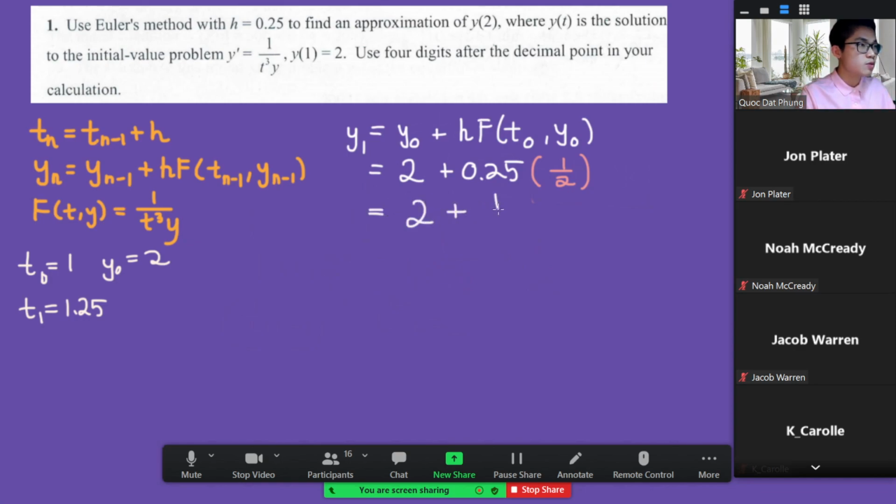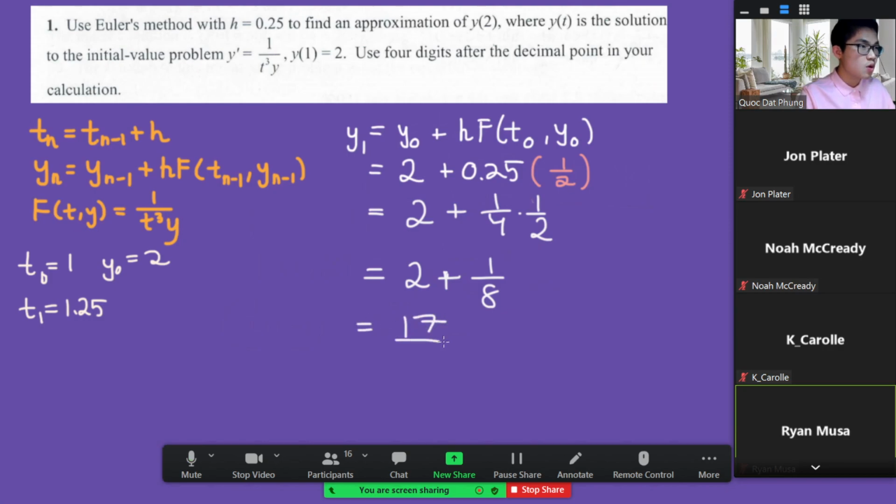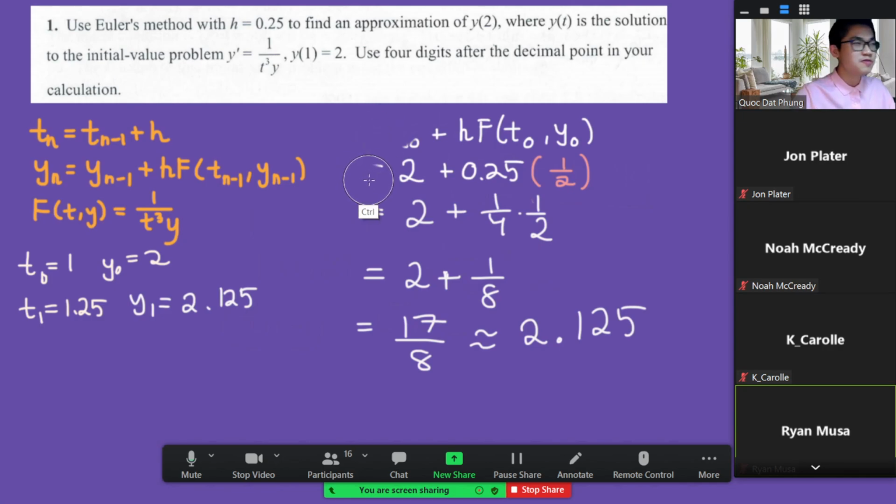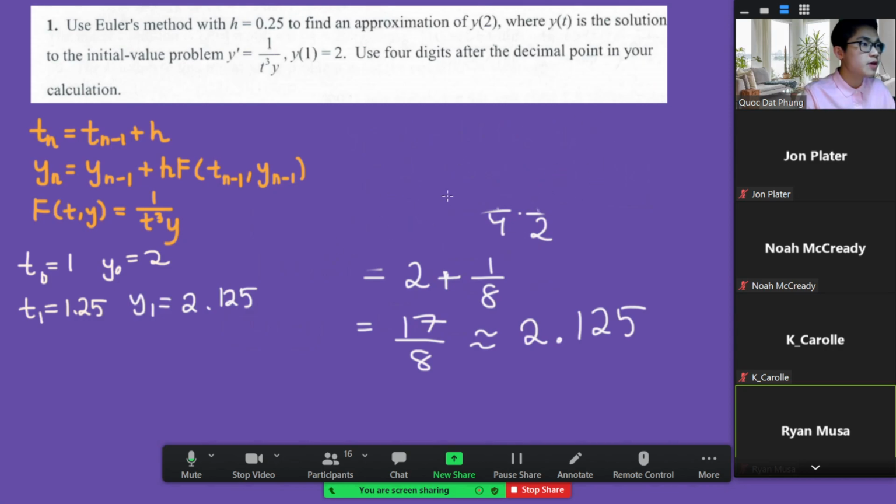That's 2 plus 1 over 4 times 1 over 2. 2 plus 1 over 8. That's 17 over 8. And you can plug it into a calculator, and since they told you to round to 4 decimals, you can say 2.125. So this is y1 is equal to 2.125. And if I'm going too fast, please let me know. And also, you can feel free to turn on your mic and ask me if you have any questions.